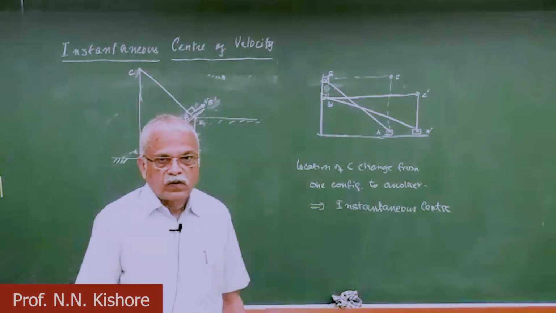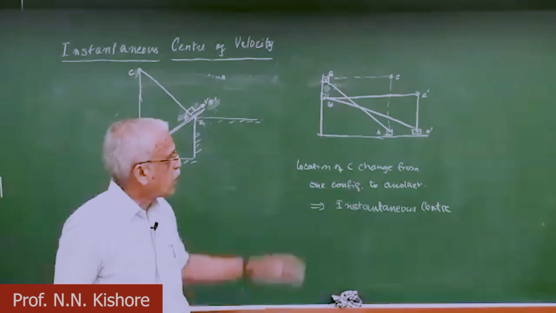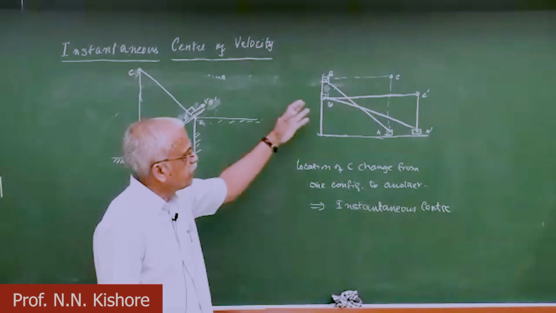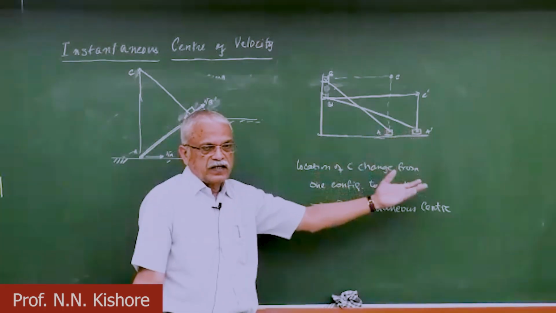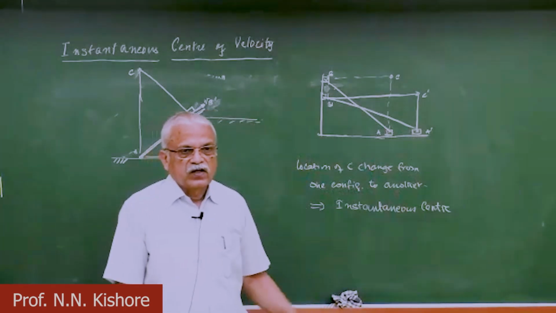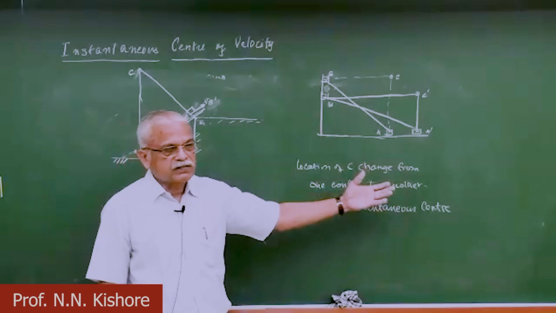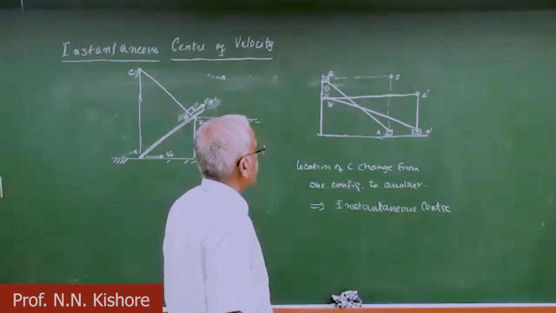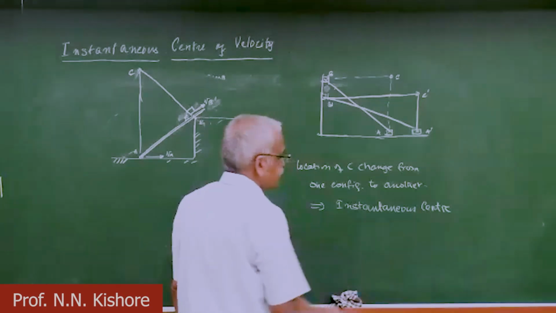Since the location is going to change from one configuration to another, it is called instantaneous. If it has velocity, we can even say that at each time instant the C is going to change. So even the velocity analysis keeps on changing from one configuration to another. Okay, so there are a couple of things here.